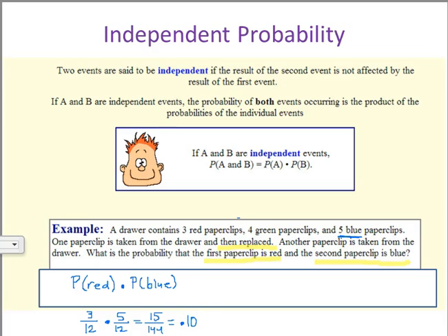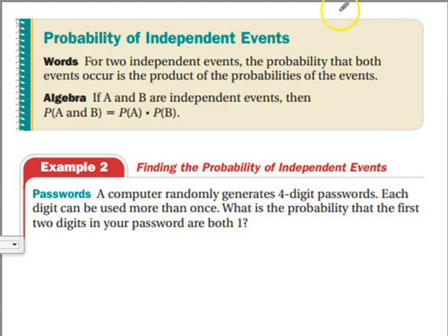So that would be our probability of reaching in and grabbing a red one and reaching in and grabbing a blue one, with replacing our first choice. Independent event. So that is how we find the probability of independent events. We find the probability of each one separately and then multiply them times each other. I'm going to move on.